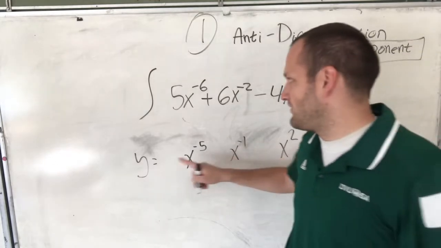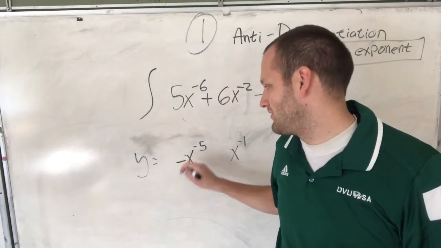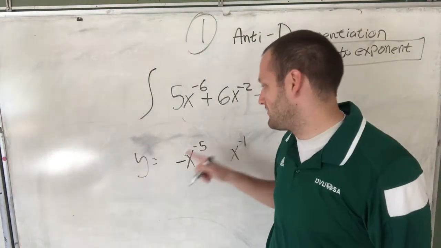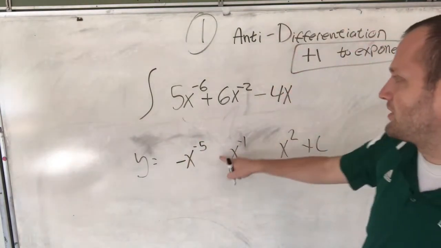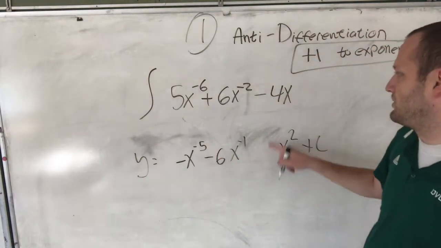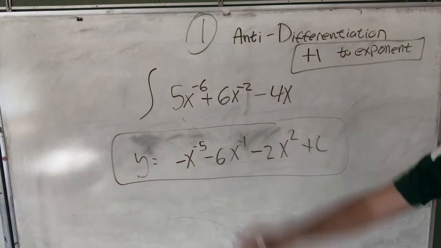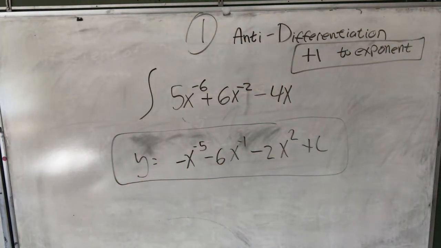All right, negative 5 times what is positive 5? Just negative x would do it, because negative times negative 5 would be positive 5. Negative 1 times what is positive 6? Negative 6. 2 times what is negative 4? Negative 2. That is the original equation for this problem.